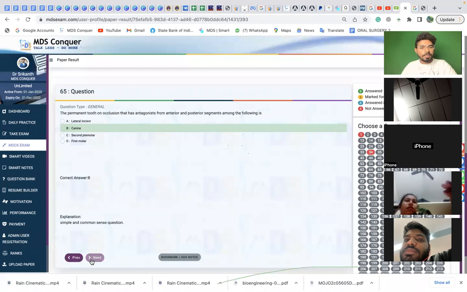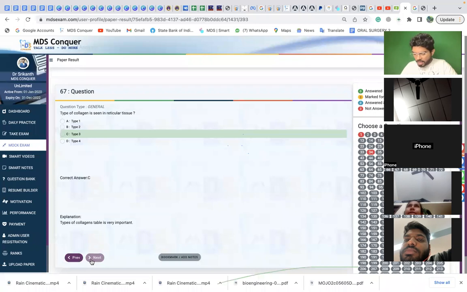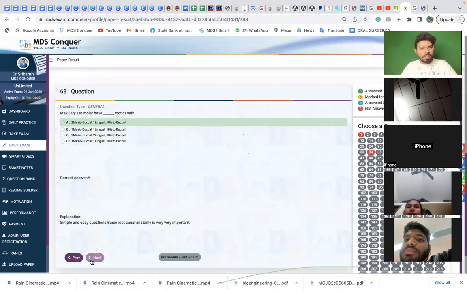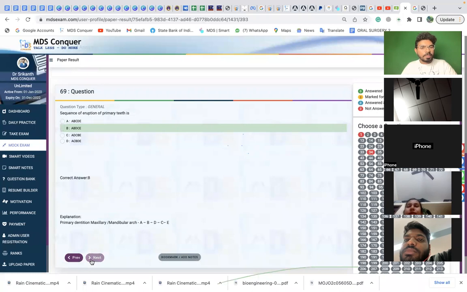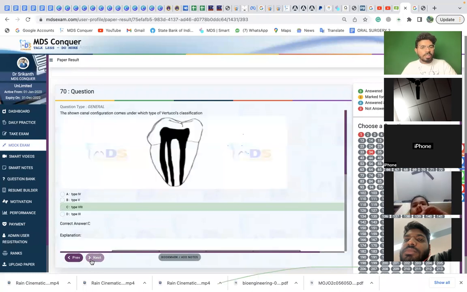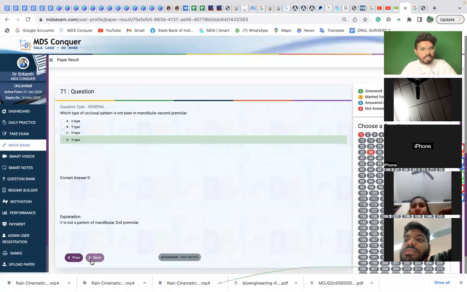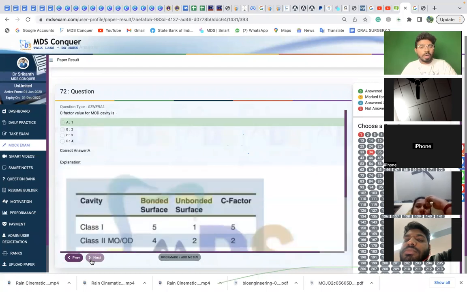This is discussed. Common sense, easy question. Collagen types, easy question. Number of roots, easy question. Sequence of eruption, easy question. Veins and vertices, easy question. Mandibular second premolar occlusal patterns, easy question. How many of you went wrong in this question?